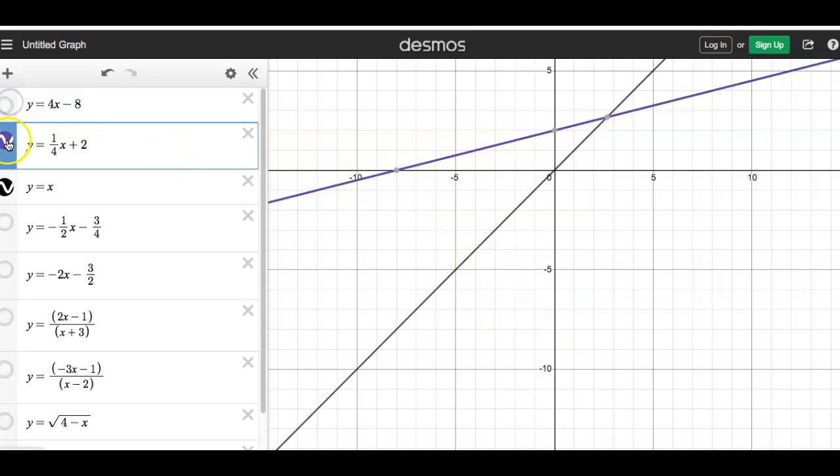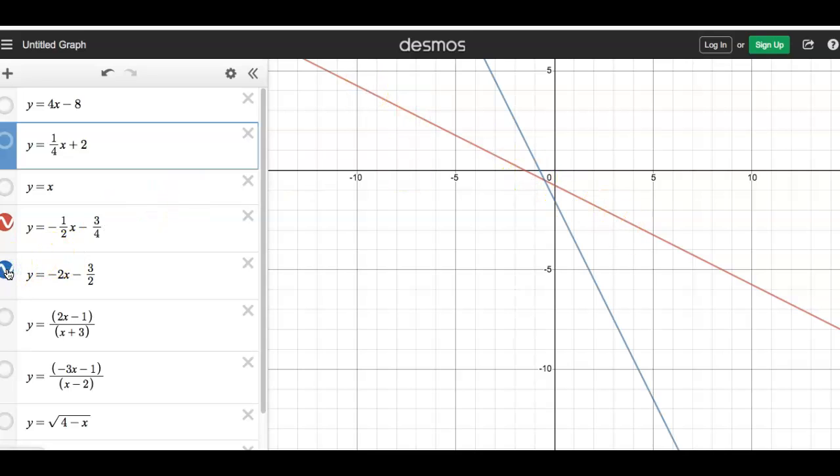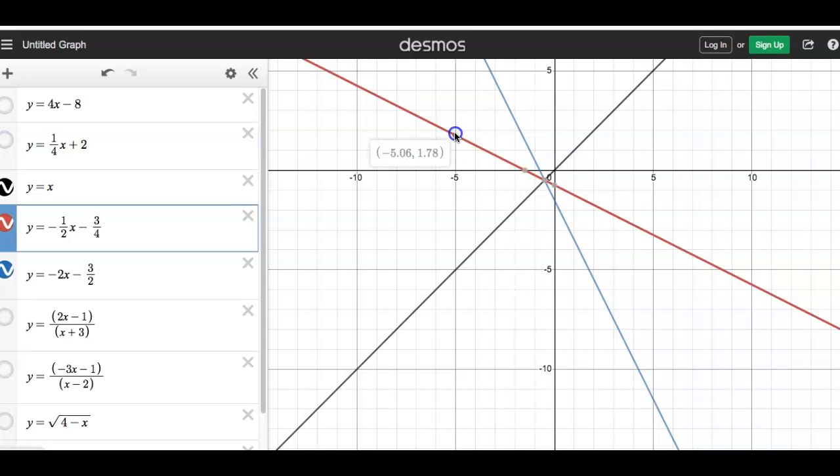Okay, so let's look at two other lines. Here is the line that we were given, and then we found the inverse, and it came out to be -2x minus 3/2, and they are symmetric over the line y equals x also. Again, it looks like we've got the point (-5, about 2), and so (2, -5) is about there.